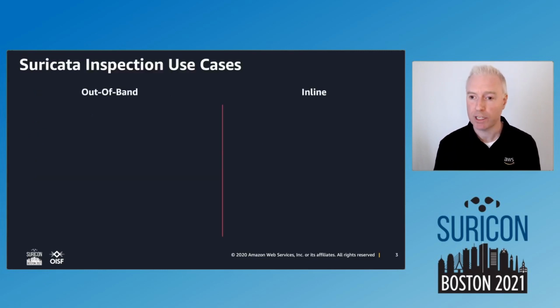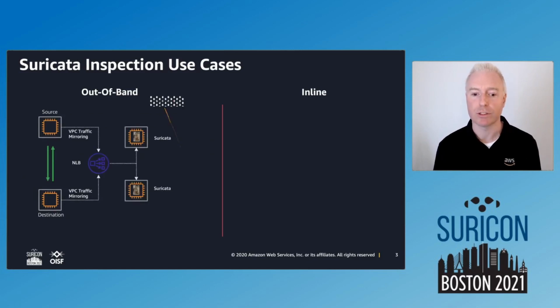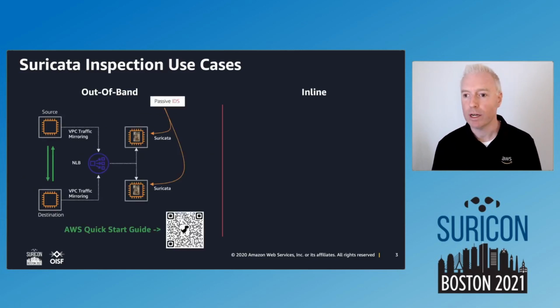So the two top use cases, as I just mentioned, out of band and inline. And so on the out of band side, what you're doing is you have traffic that's going between a source and a destination, and you want to tap that or copy that traffic and send it off to a set of Suricata instances that are someplace else. And so this allows you to do out of band and passive monitoring, so like a passive IDS mode. Some of the use cases you could do this for is for security inspection, NDR, XDR type of use cases.